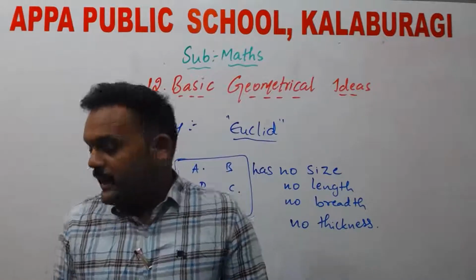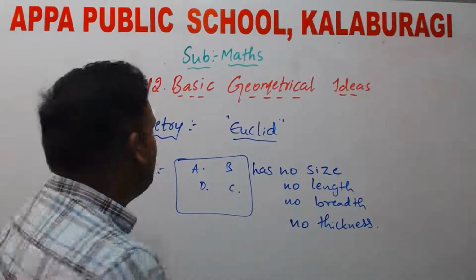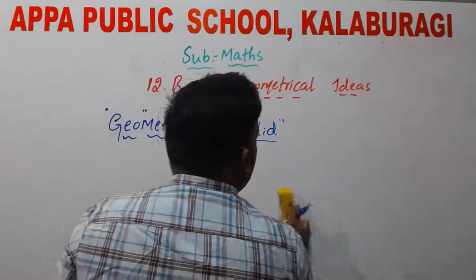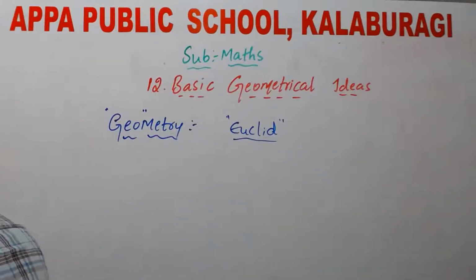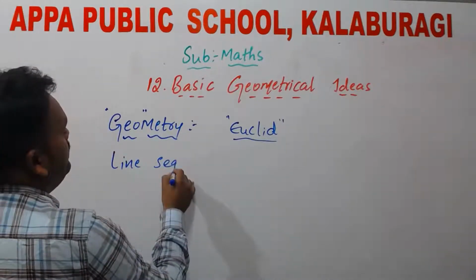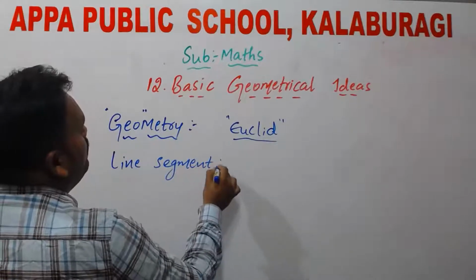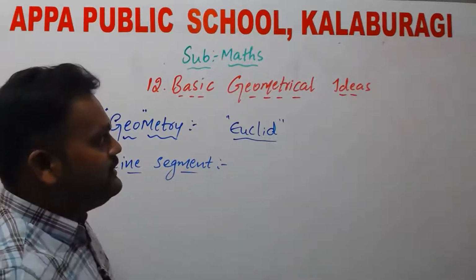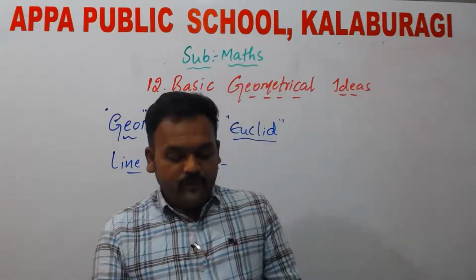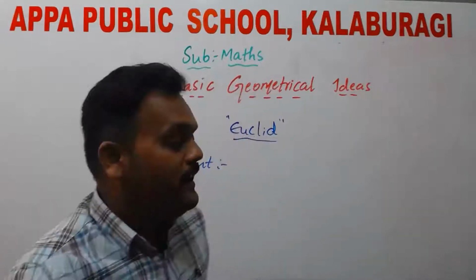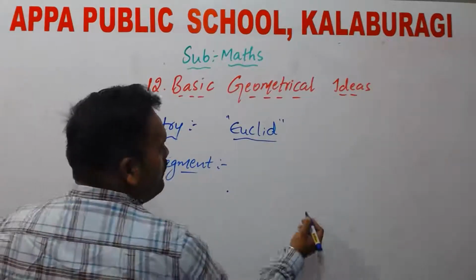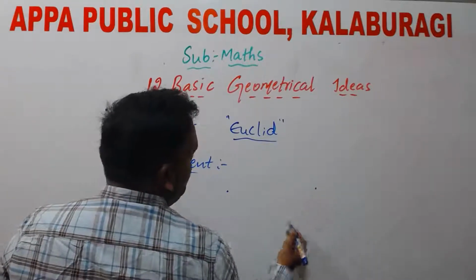Understood, students? Yes. Next subtopic is line segment. What is a line segment? A line segment is a straight line that has a beginning and an end. See, for example, a line segment means, so you know it is a point. Again, you know it is a point.